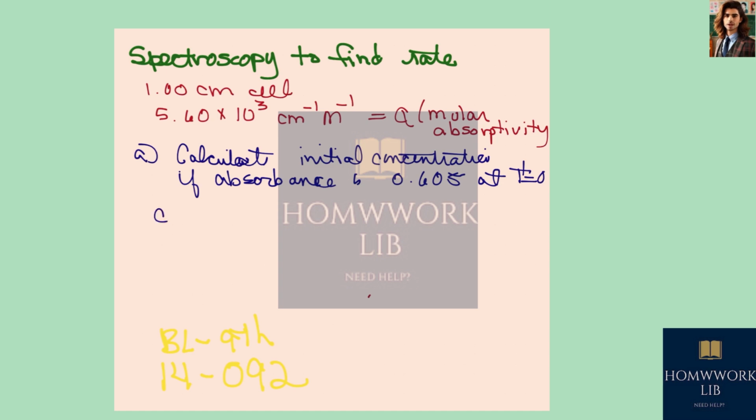So our initial concentration is going to be equal to the following equation. C is the molar concentration, A is the molar absorptivity, B is the path length, and A is our absorbance.